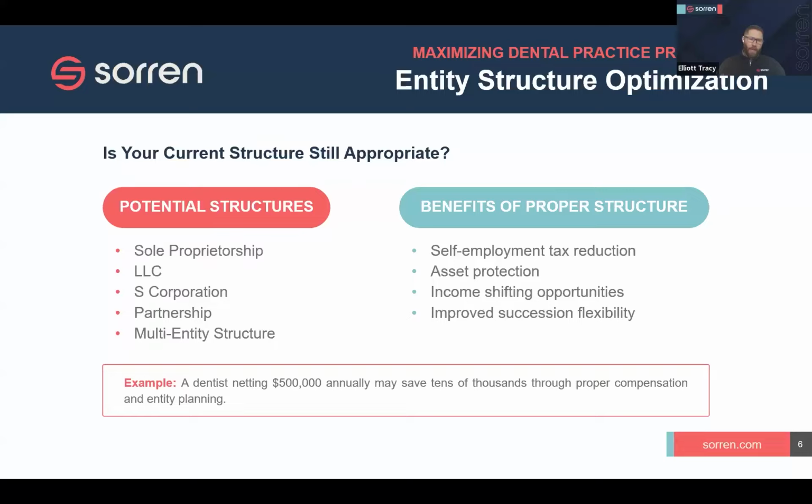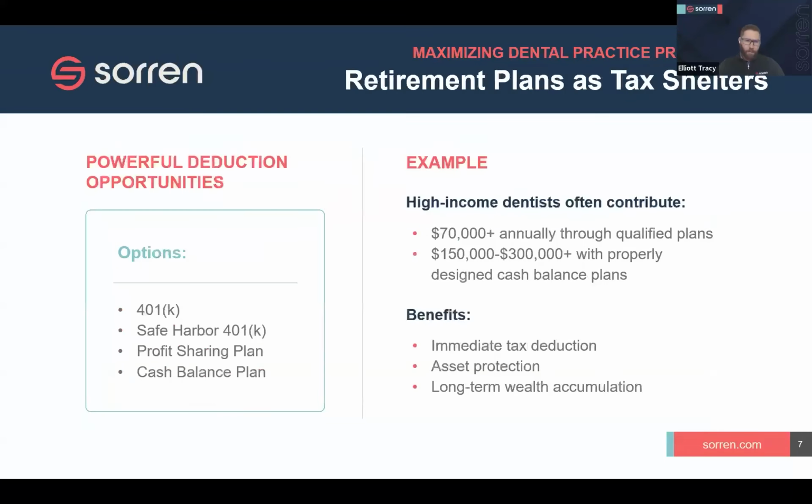A little statement or an example down below: a dentist netting $500,000 annually may save tens of thousands of dollars with proper compensation and entity planning. A lot of that is in that self-employment planning, or we've structured ourselves in such a way to be able to take advantage of things like the qualified business income deduction. Those are all things that, as part of this tax planning throughout the year, the entity conversation does come into it. Not every year. A lot of times that's generally on the front end, but it's definitely something we'll be in discussion.